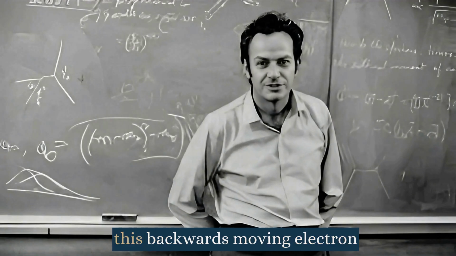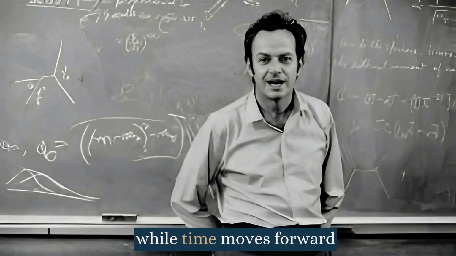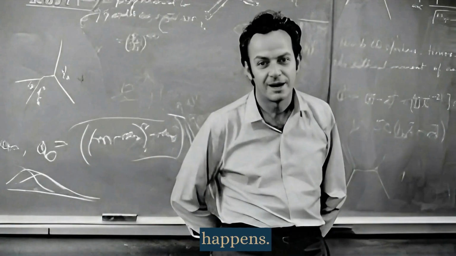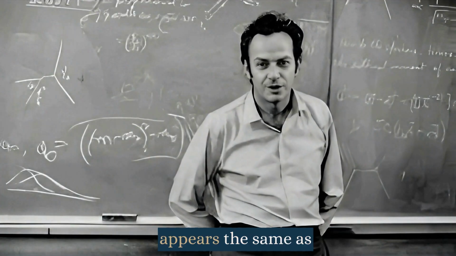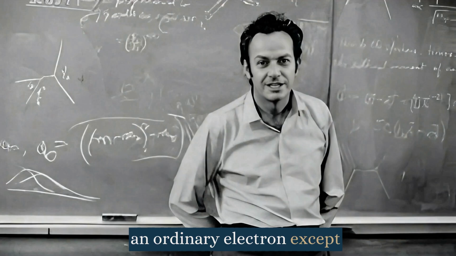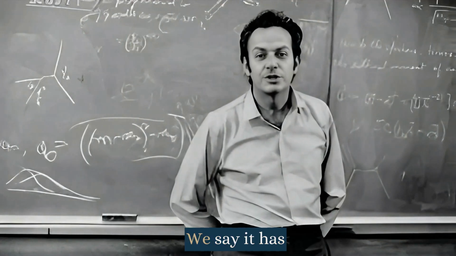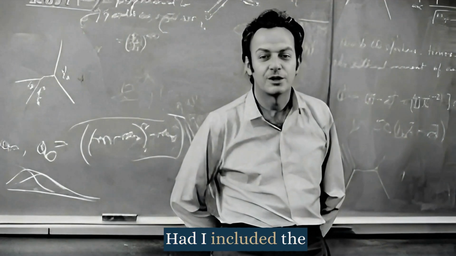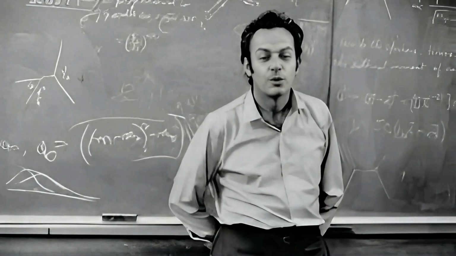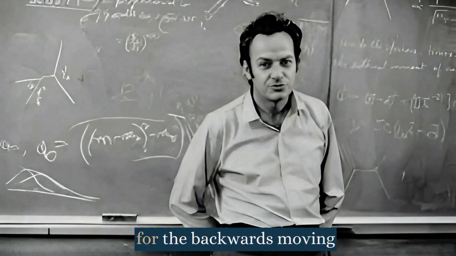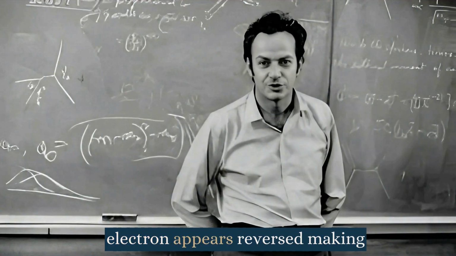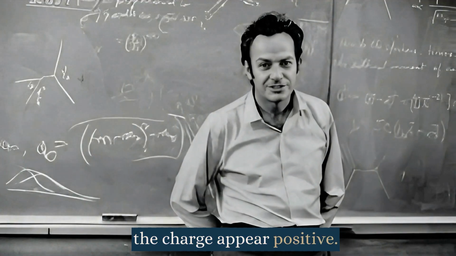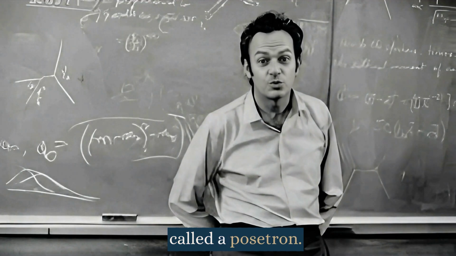Now, when you observe this backwards moving electron while time moves forward for you, here's what happens. The backwards moving electron appears the same as an ordinary electron, except it's attracted to normal electrons. We say it has a positive charge. Had I included the effects of polarization, it would be apparent why the sign of charge for the backwards moving electron appears reversed, making the charge appear positive. For this reason, it's called a positron.